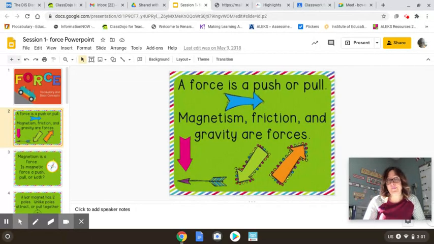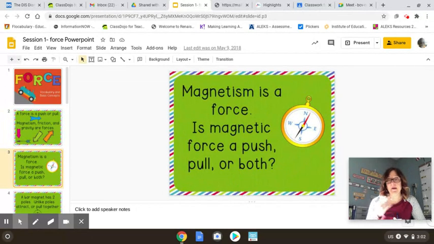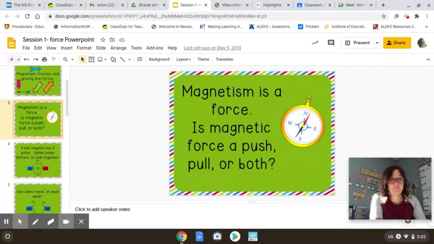There are three examples of forces: magnetism, friction, and gravity. Those are all examples. Now, we will talk a lot about friction and gravity right now. Magnetism will come towards the end. So what are these three things? Well, magnetism is a force, and we'll get back to that, but is it a push, a pull, or both? We'll find that out as we go through this unit.